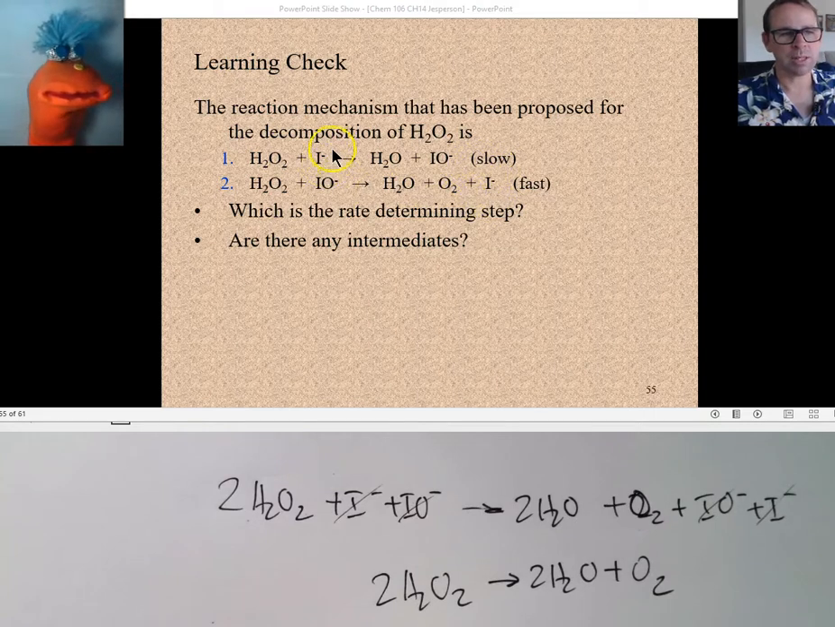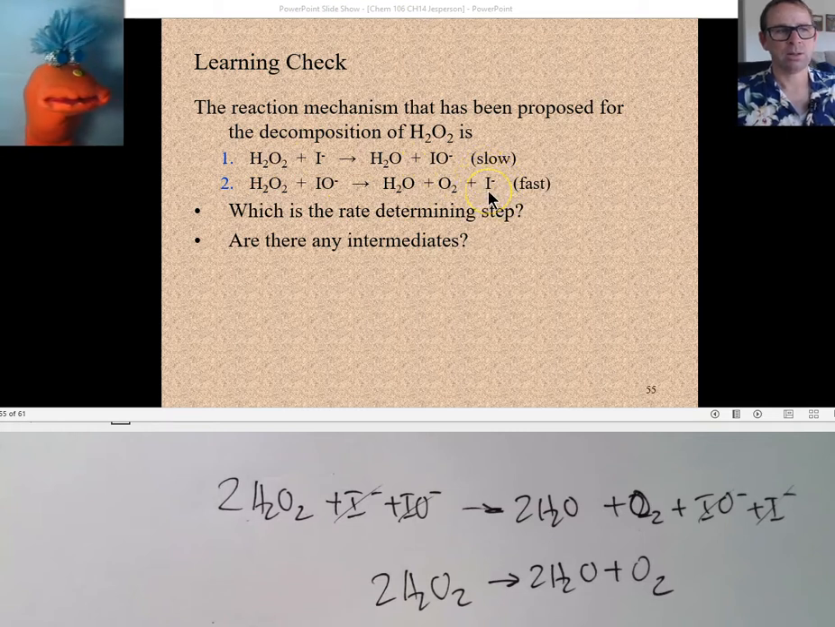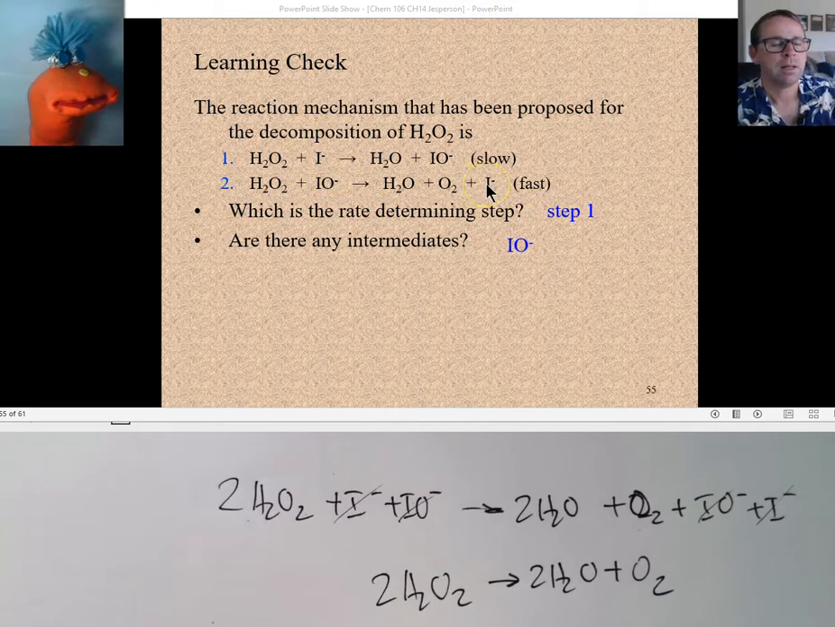So what do you call that? Something that's added that apparently helps the reaction proceed, but then is there in the end. Oh, that's a catalyst. That's right. IO minus is formed in one of the steps, but is consumed later on. So what do you call that? Oh, that's an intermediate. Very good. So we have an intermediate, IO minus. They didn't ask about the catalyst, but we see that I minus is the catalyst.